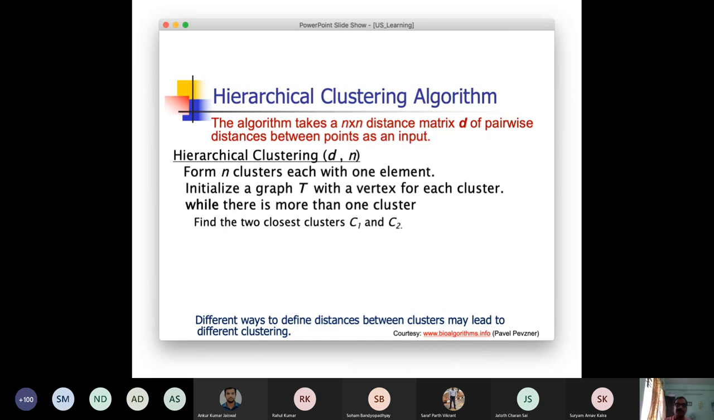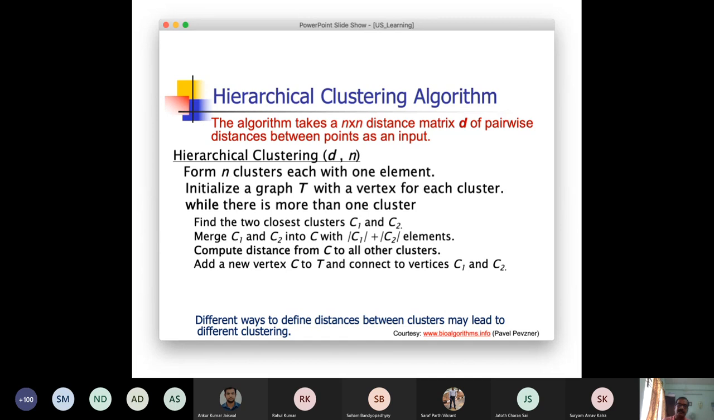So find the two closest clusters, C1 and C2. Then merge C1 and C2 into C with these elements. Again, you compute the distances of the merged cluster with the rest of the clusters or endpoints, whatever you have at this stage. Each is represented by a cluster. So I would say compute the distance from C to all other clusters. That is sufficient. And add a new vertex C to T and connect it to vertices C1 and C2, because that is how you are creating the node, you are creating the tree.